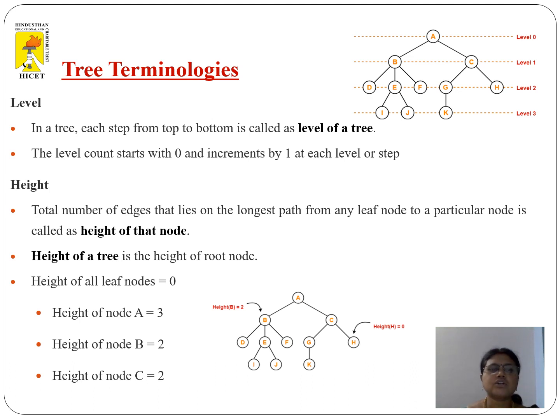Height. The total number of edges on the longest path from any leaf node to a particular node is called the height of that node. The height of a tree is the height of the root node. The height of all leaf nodes will be 0. For the height of node A, A is the parent node and the longest path is 3, so the height of node A is 3. Getting into the height of node B, the longest path for node B is 2. Similarly, the longest path for node C is 2. So the height of nodes B and C is 2.